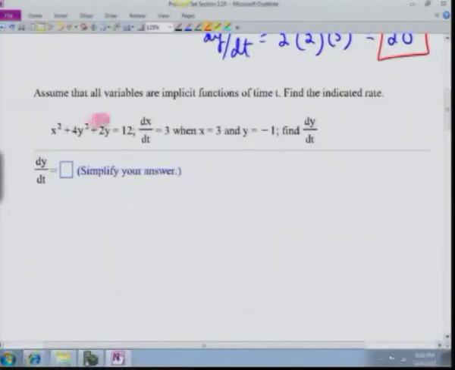Okay. All right. Assume that all variables are implicit functions of time t. Find the indicated rate. So you've got this function, and you're given dx dt when x is 3 and y equals -1. Find dy dt. Okay? So right now, this is the forerunner of the word problems that we're going to have, because they're not going to say dx dt is this and whatever. You've got to figure that out. All right, so let's write this equation. Whoops, in blue.